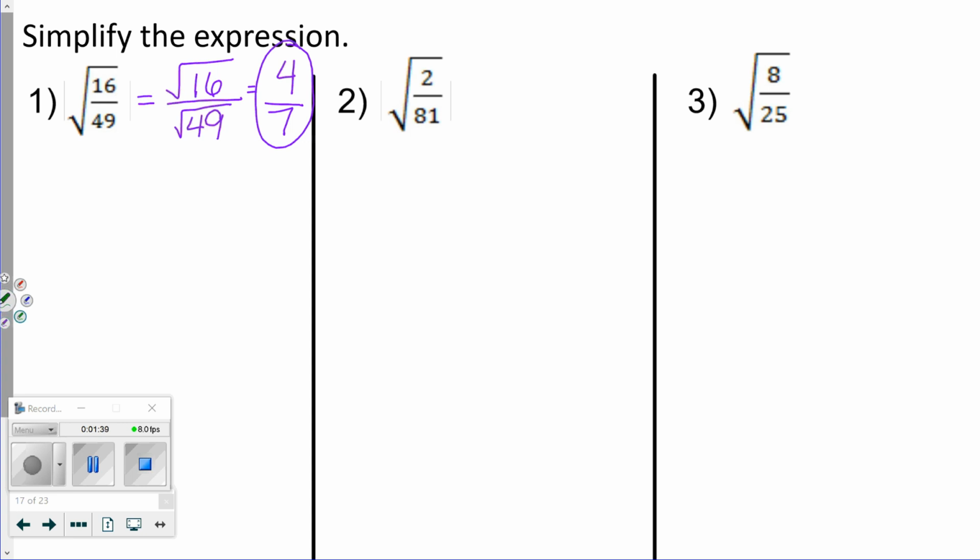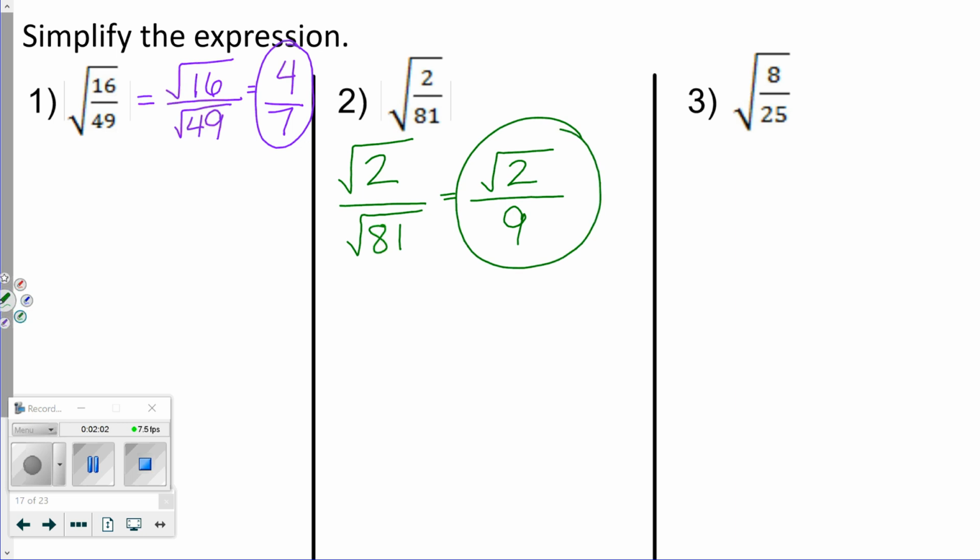All right, problem number 2. Anytime you see that big fraction, we want to go ahead and split that. So the square root of 2 over the square root of 81. Square root of 2, that's not perfect. I can't do a factor tree. That's just going to stay radical 2. On the bottom, square root of 81 we know is just 9. And then we are finished. There's nothing that can be simplified, so we're done.